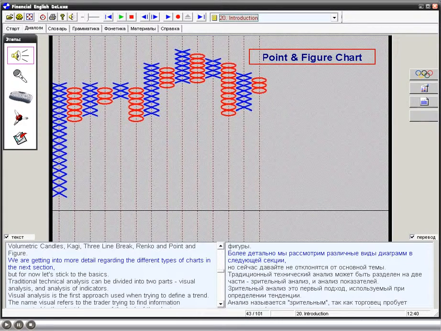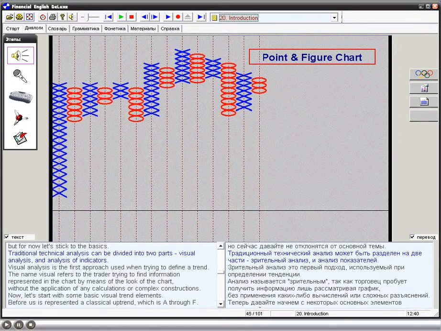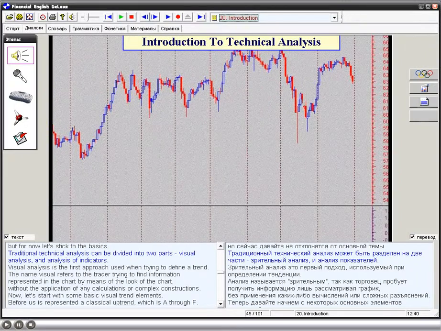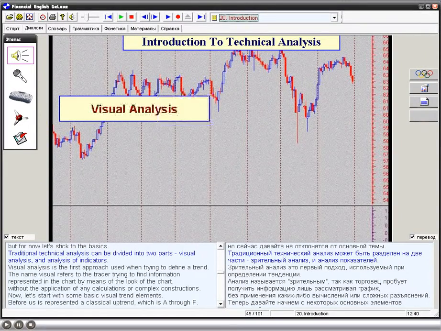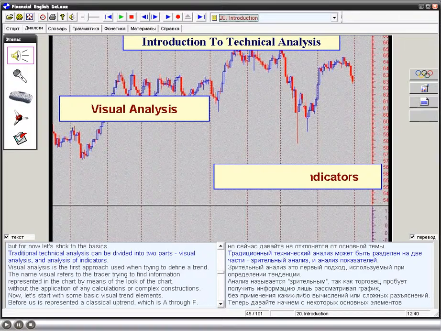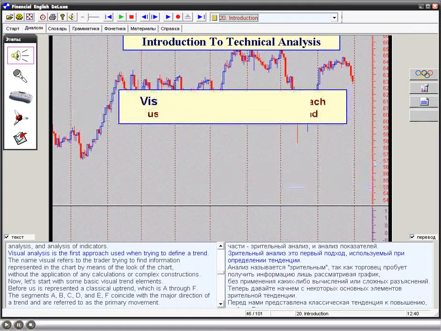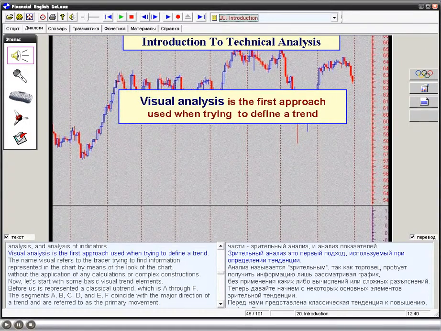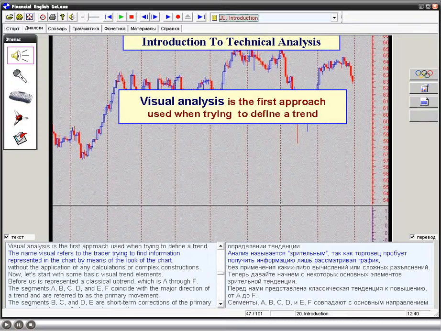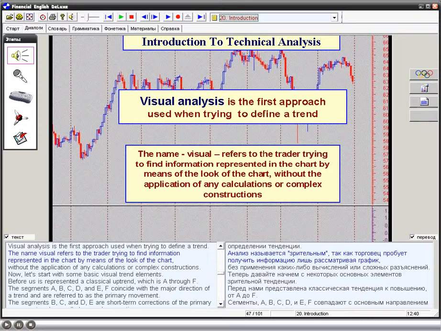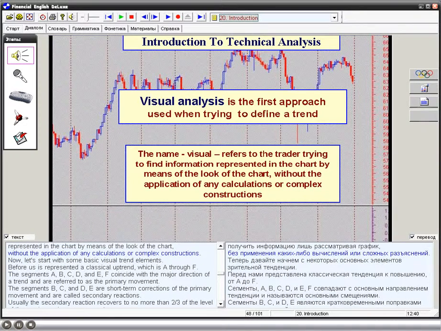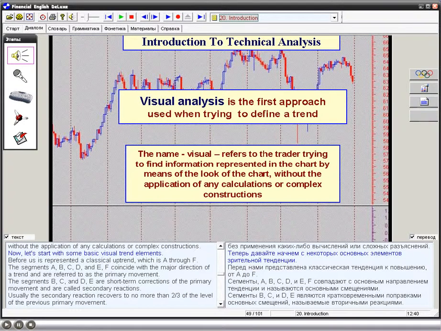We'll get into more detail regarding the different types of charts in the next section, but for now let's stick to the basics. Traditional technical analysis can be divided into 2 parts: visual analysis and analysis of indicators. Visual analysis is the first approach used when trying to define a trend. The name visual refers to the trader trying to find information represented in the chart by means of the look of the chart, without the application of any calculations or complex constructions. Now let's start with some basic visual trend elements.